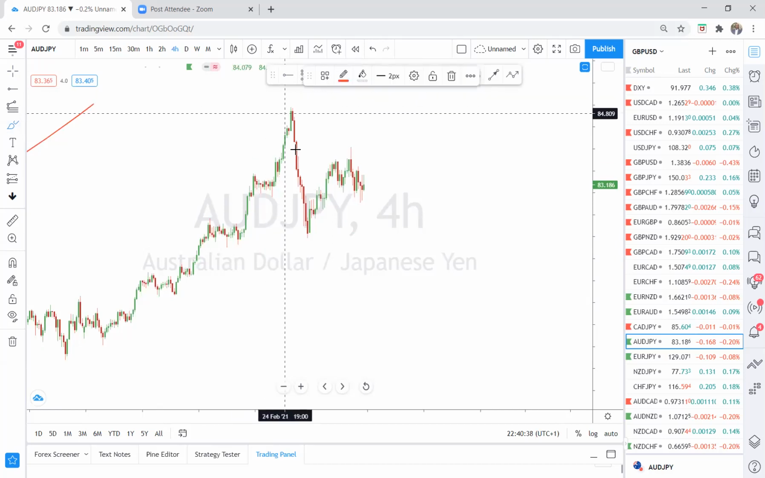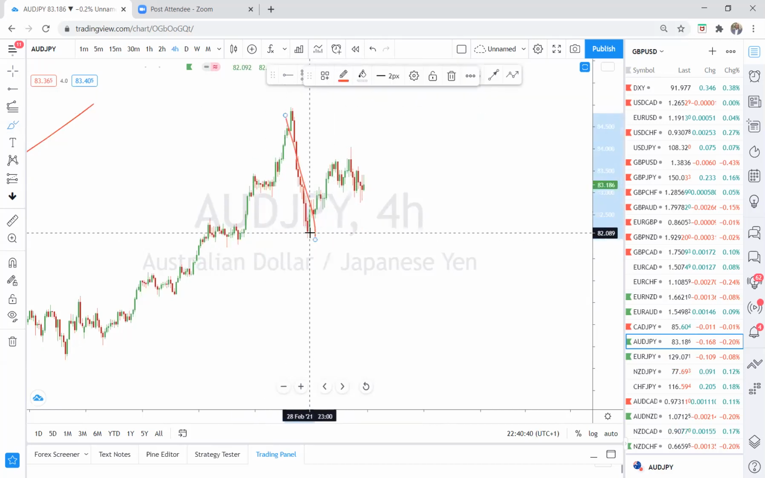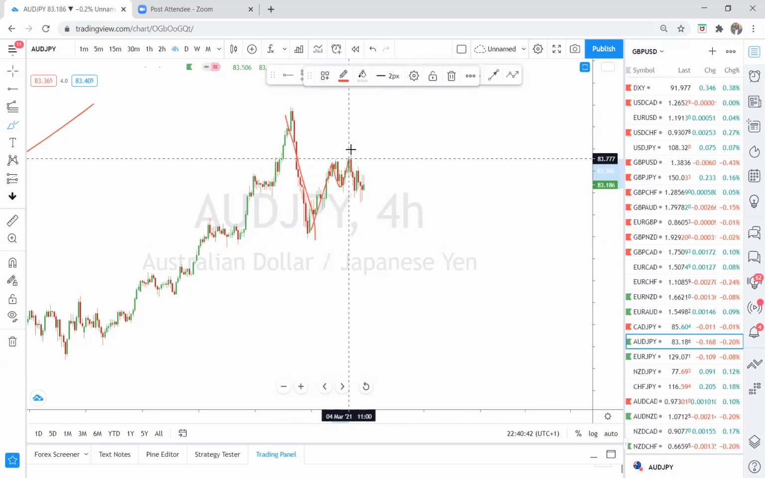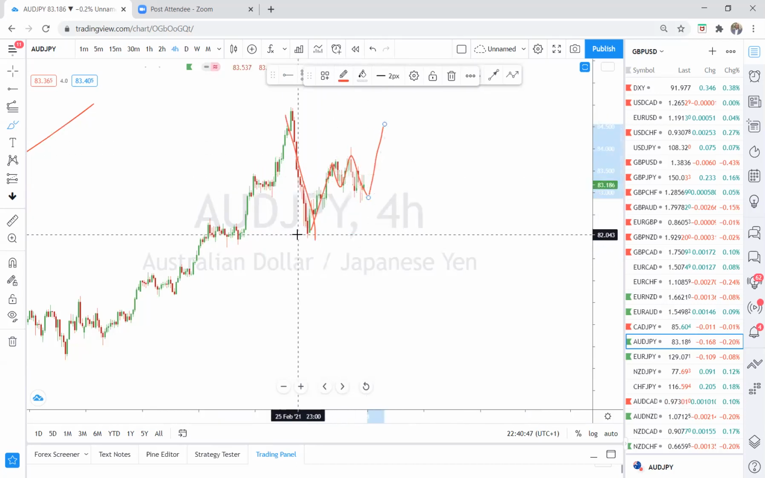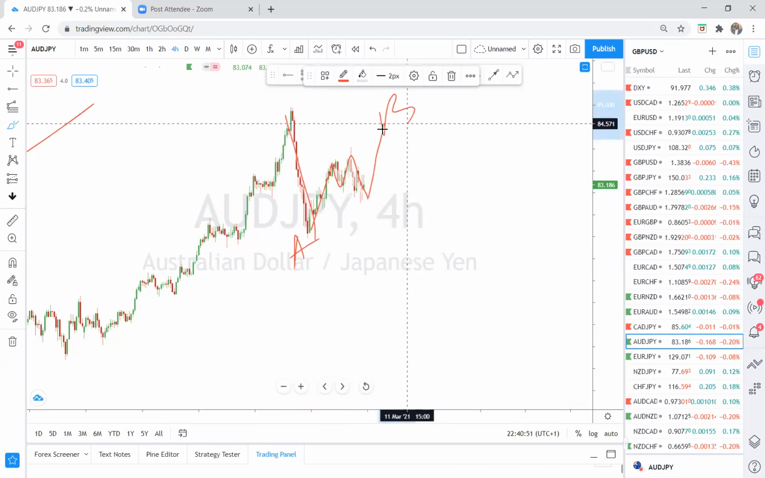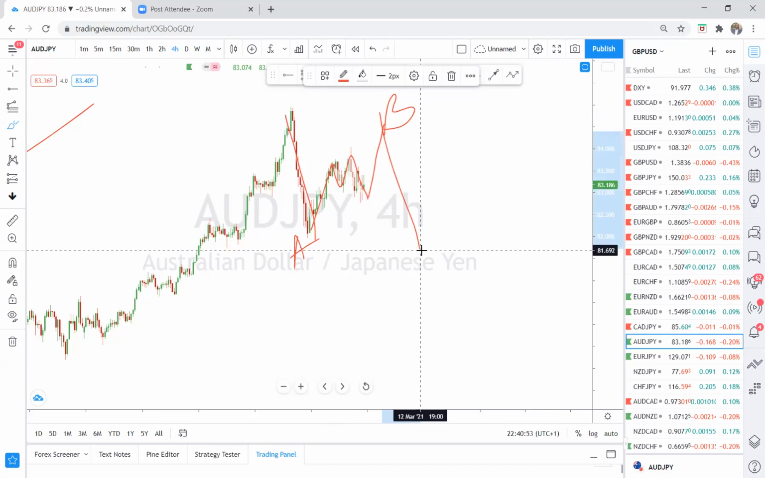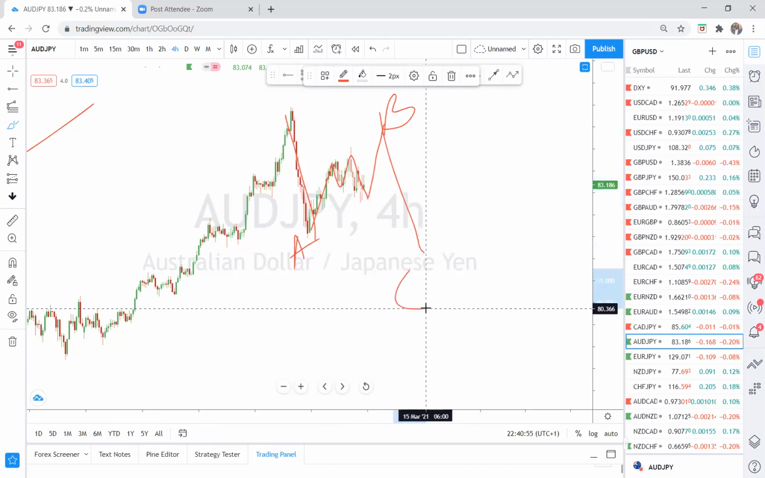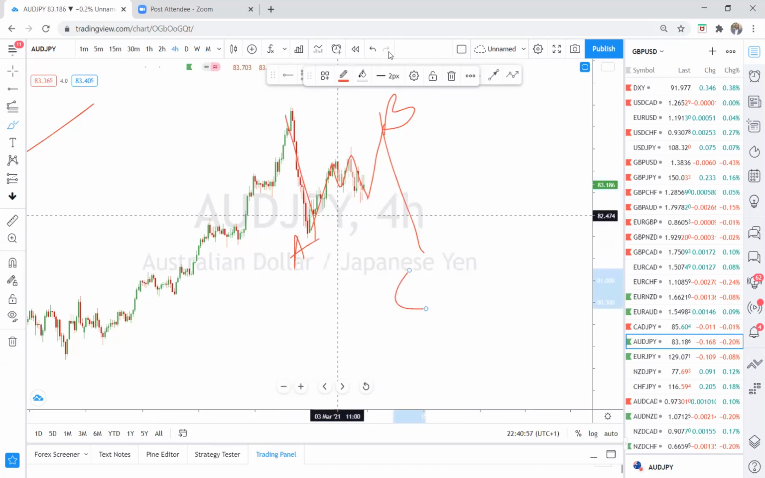Just watch, you have impulse here, you have one here, you have correction in 3 waves here. You are going to have a push to the upside, and this will be wave A of a correction. This is wave B of a correction. Expect C to come this way, wave C of correction. Okay, so you have A, B, C.